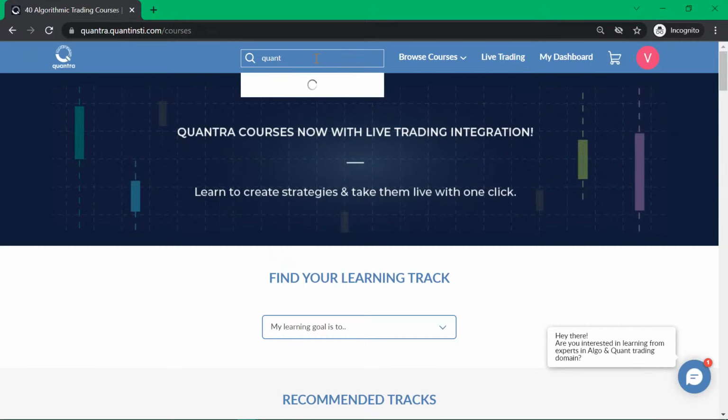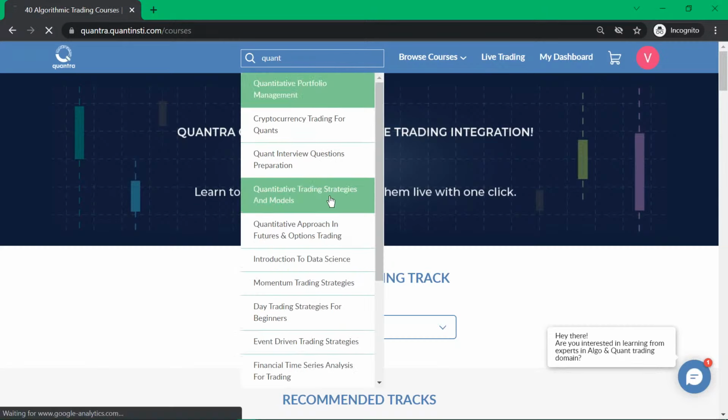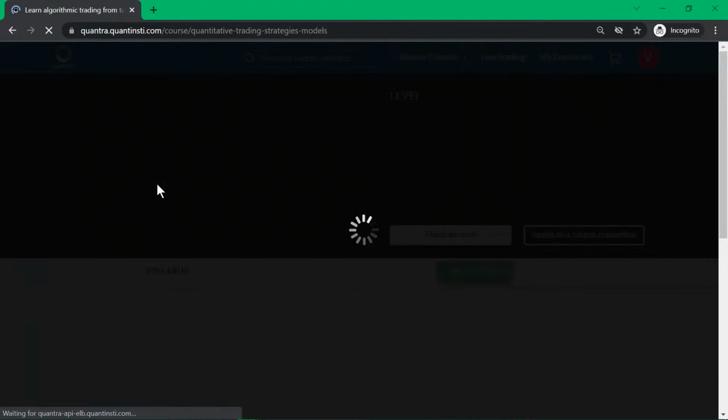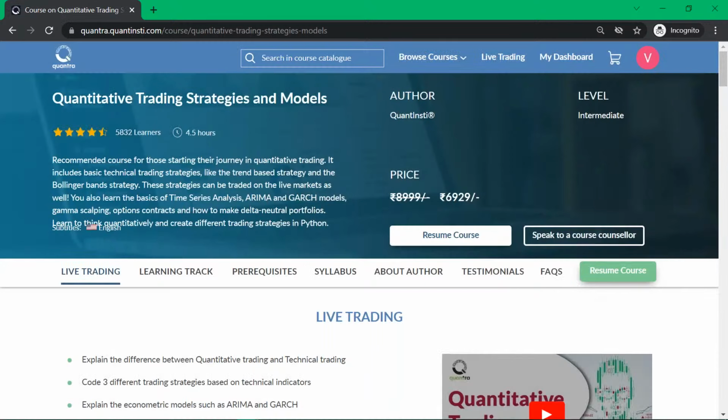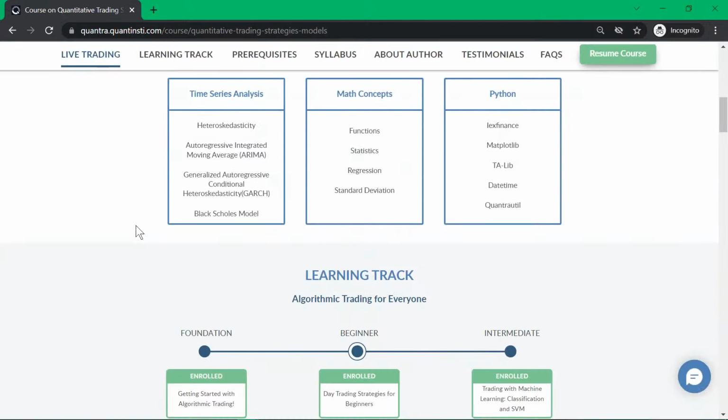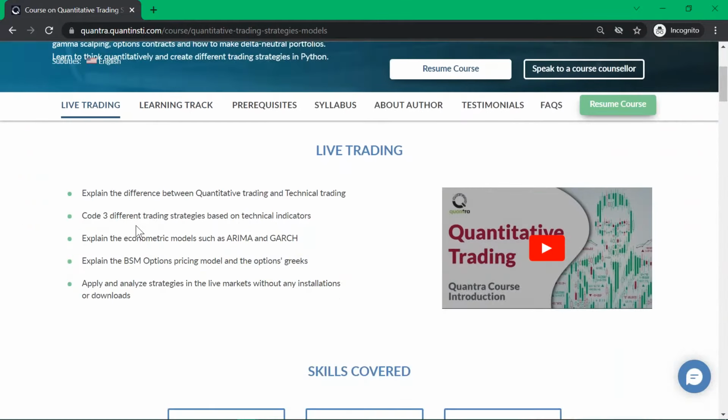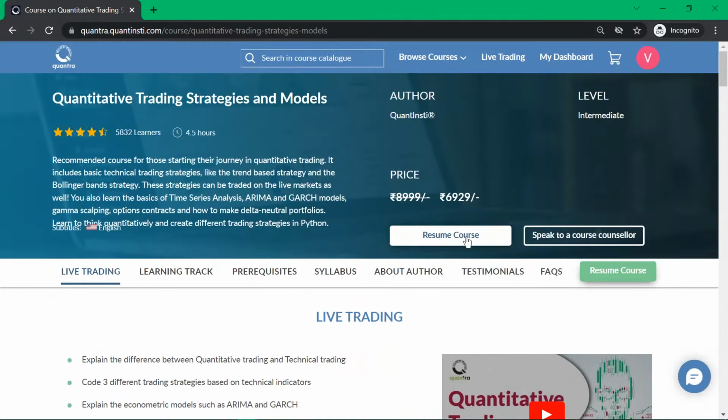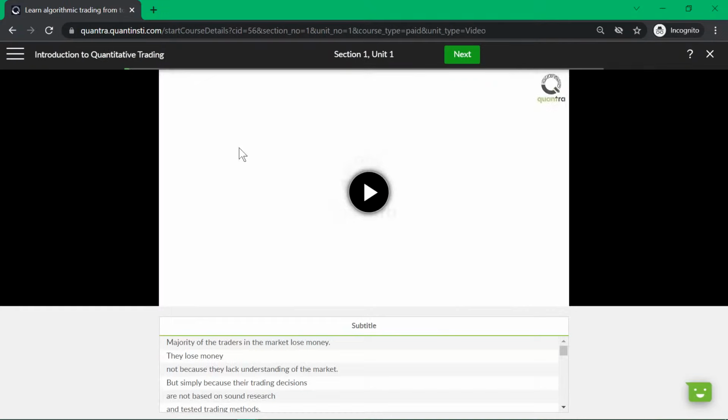go to a course named Quantitative Trading Strategies and Modules. So this course name is Quantitative Trading Strategies and Modules. So this course takes you through all the major types of quantitative trading strategies that are currently being used. So let us go into the course.